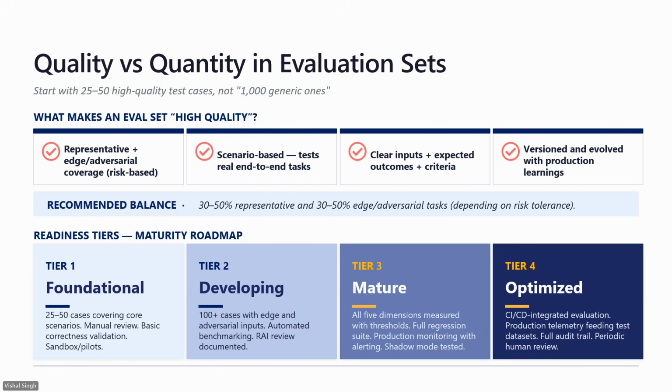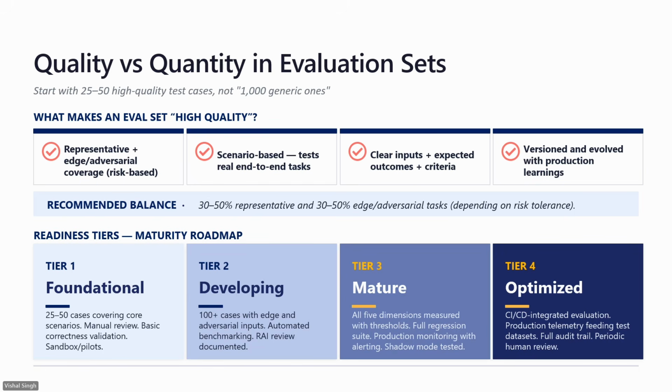And this is where we see the most common mistake, and it's easy to fix. Teams try to build the biggest evaluation set they can. 1,000 generic cases feels rigorous, but it's not. The evaluation framework is explicit: start with a small number of high quality cases, not 1,000 generic ones. So, quality over quantity.